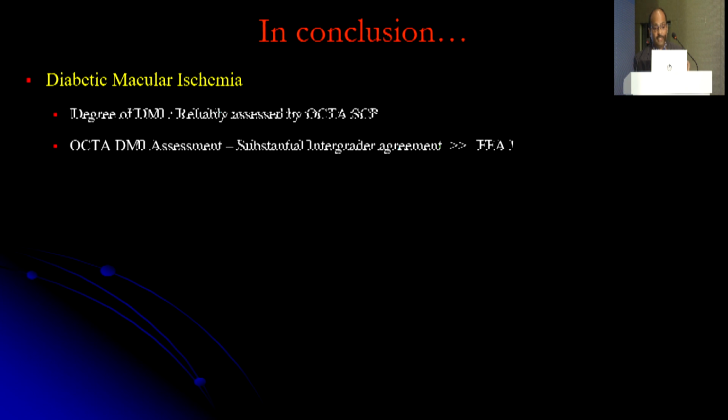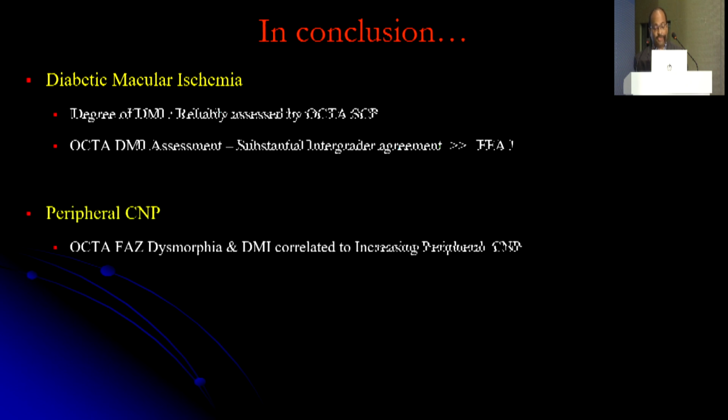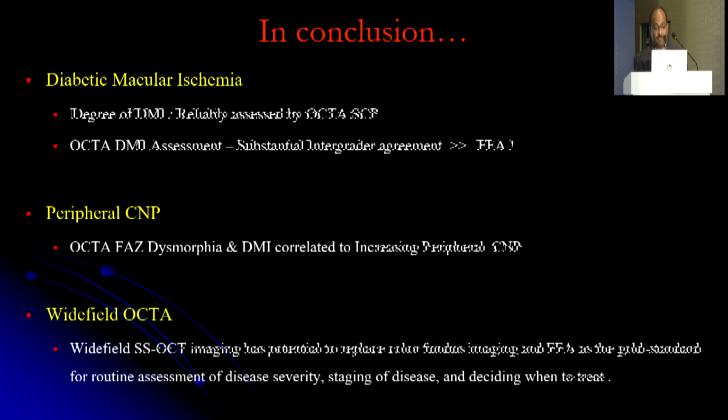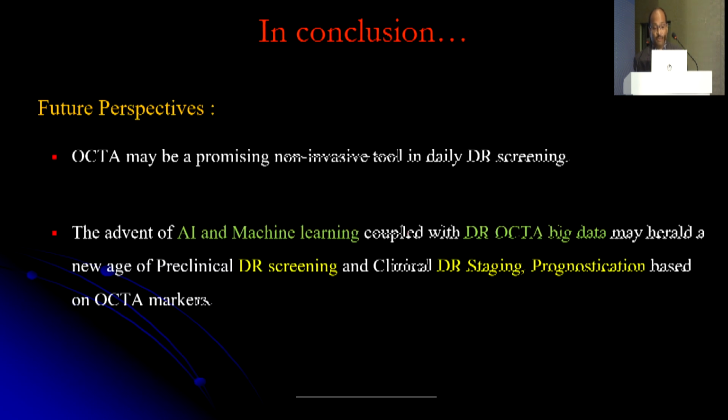Diabetic macular ischemia: the degree of diabetic macular ischemia can reliably be assessed by OCTA SCP changes. In OCTA DMI assessment, there is substantial intergrader agreement, which is better than what you will get with FFA. Peripheral capillary non-perfusion: OCTA phase dysmorphopsia and DMI correspond to increasing peripheral capillary non-perfusion. And wide field SS OCT imaging has the potential to replace color fundus imaging and FFA as the gold standard for routine, non-invasive assessment of disease severity, staging, and deciding when to treat.